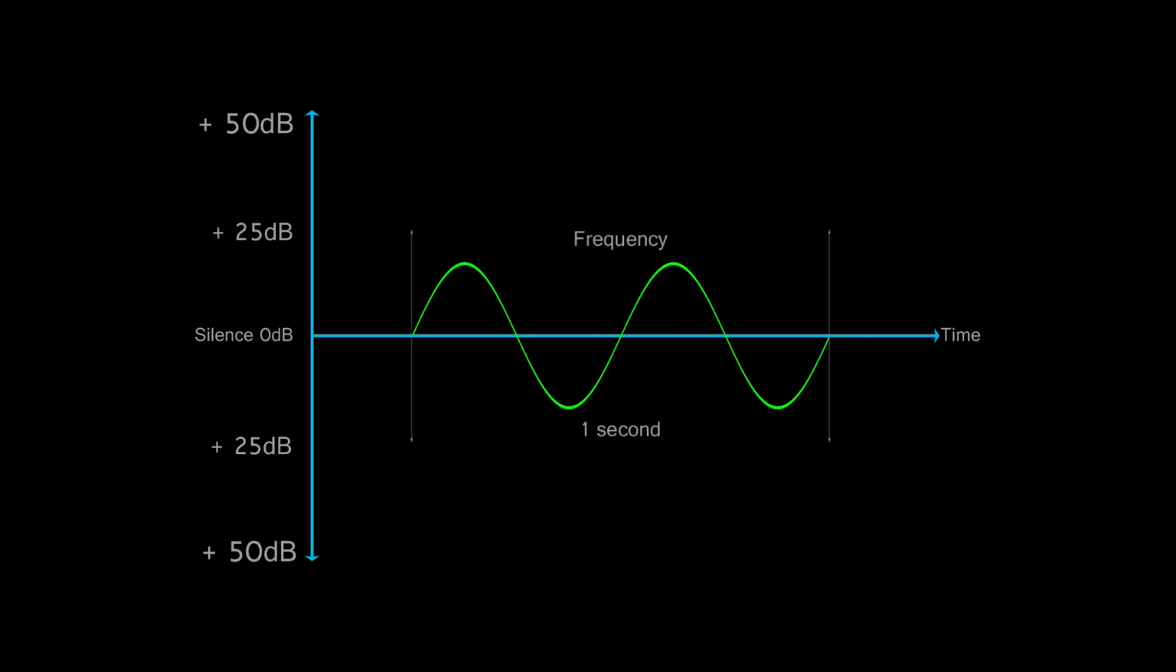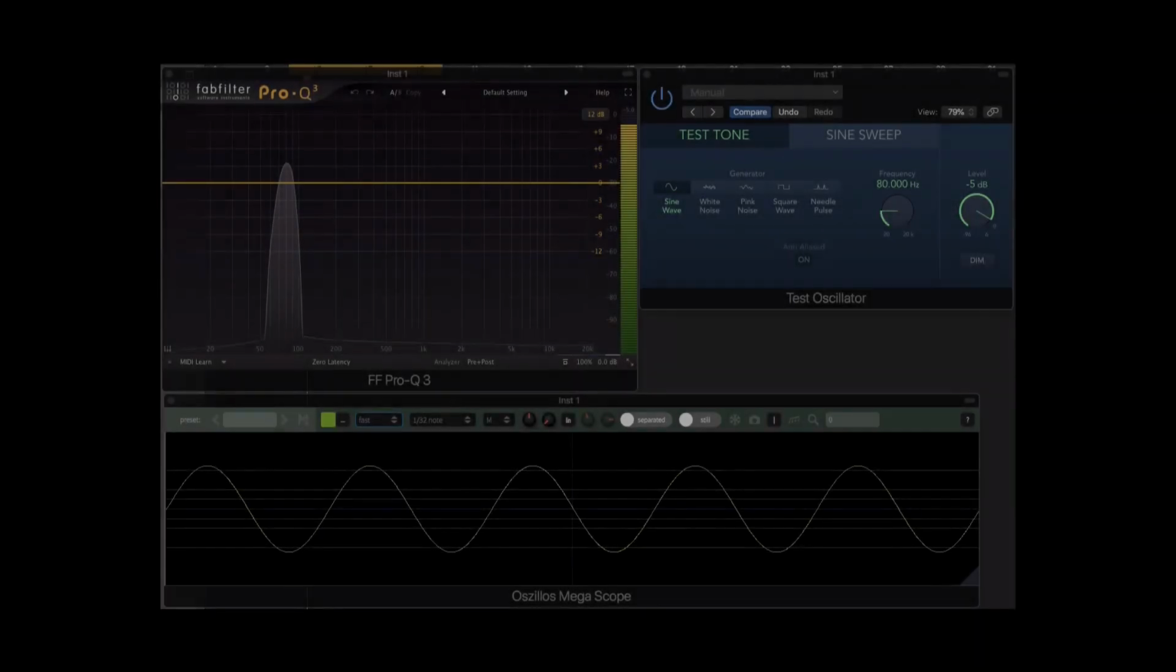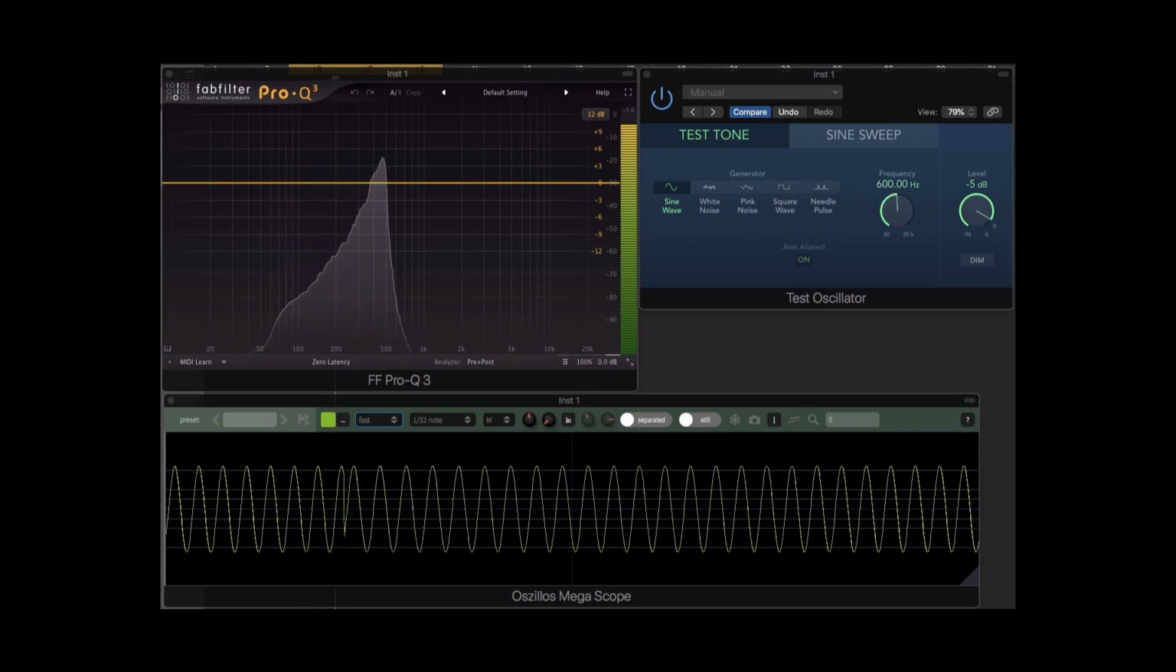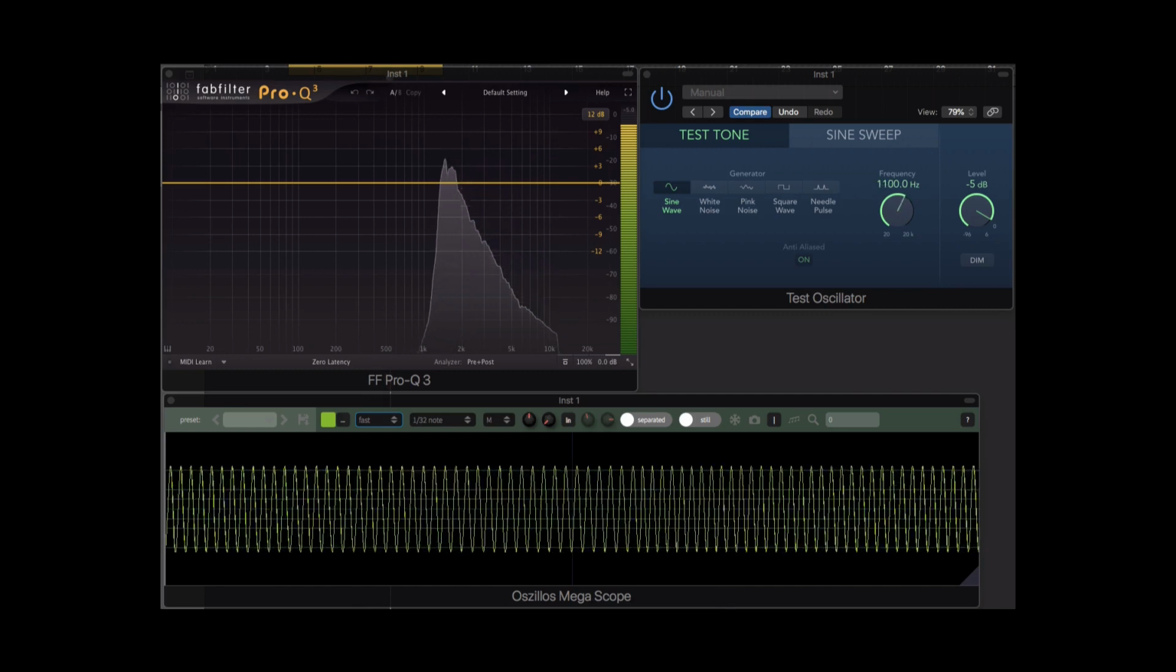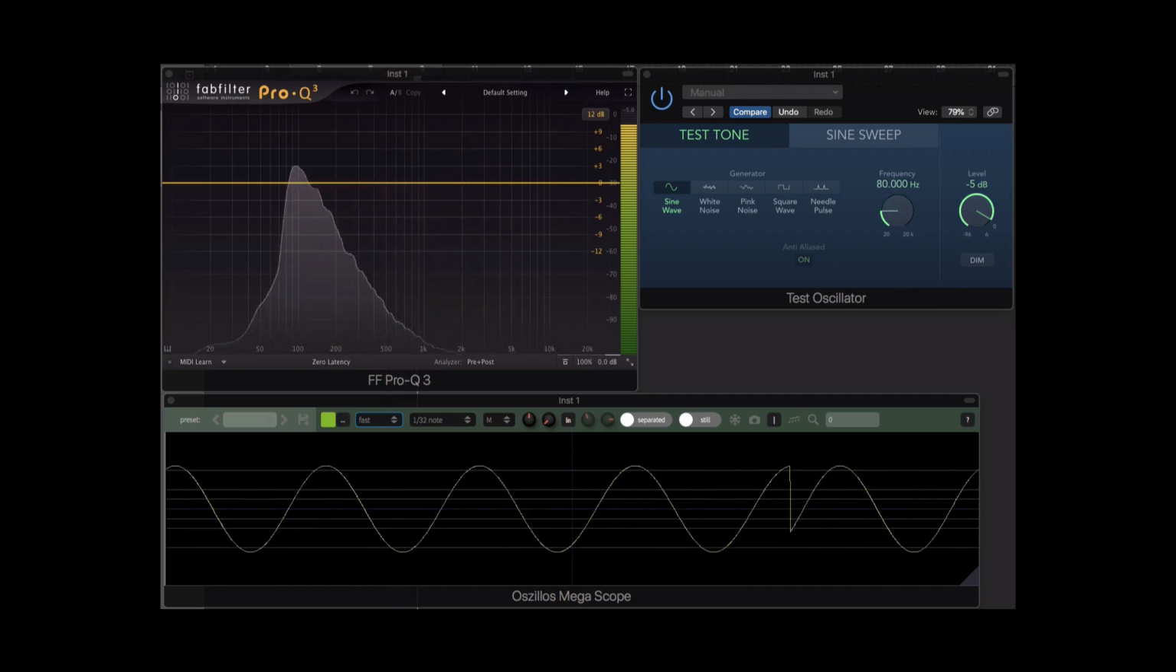And we can see the frequency, which is the number of cycles per second. The higher the amount of cycles, the higher the frequency, the higher the pitch. The lower the amount of cycles, the lower the frequency, the lower the pitch.